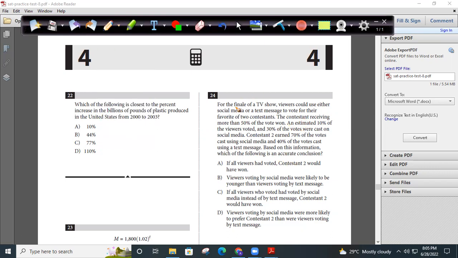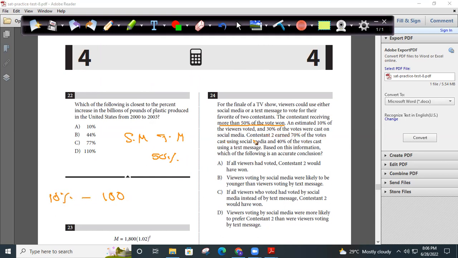Why D for Delhi should be correct: for a final of a TV show, viewers could use either social media or text messages to vote for their favorite of two contestants. The contestant receiving more than 50% of the vote won. So I can vote through either social media or text messaging. An estimated 10% of the voters voted. So assume 10% be 100. 100 people voted.